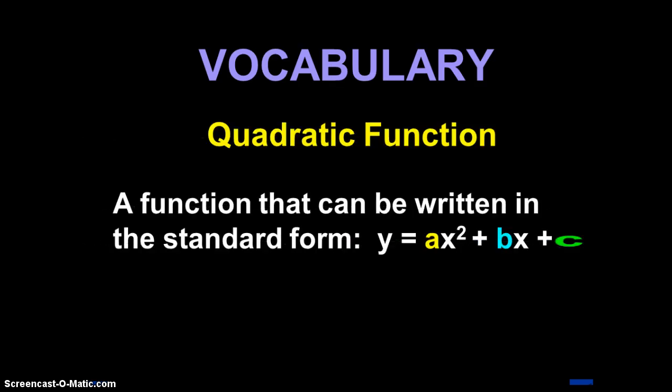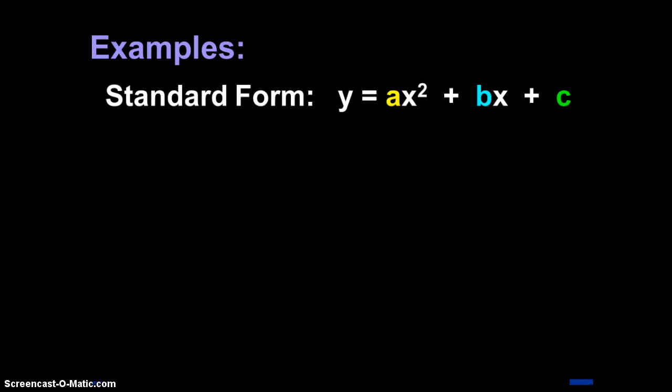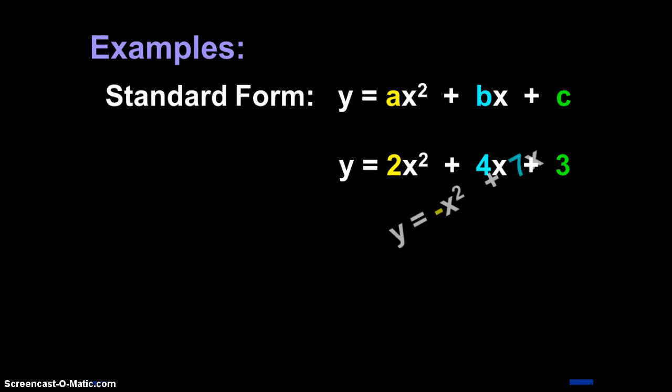There are some important vocabularies. A function that can be written in the standard form of y equals ax squared plus bx plus c, where a is not equal to 0, is a quadratic function. So as you can see, this is the standard form for a quadratic function. There are some examples. For example, y equals 2x squared plus 4x plus 3. This is a quadratic function. Or in the next one, a is actually -1.